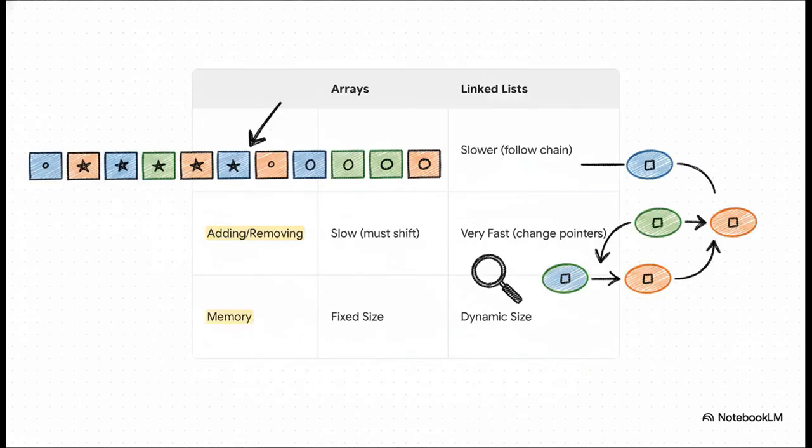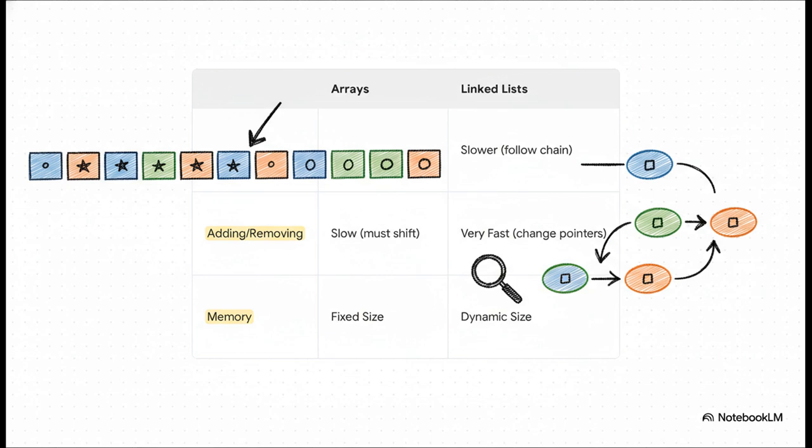And this brings us to one of the most important ideas in all of computer science: trade-offs. There's almost never one best way to do something. An array, for example, is lightning fast for finding things if you know their position. But if you try to add or remove something from the middle, it's a huge pain. You have to shift everything over.